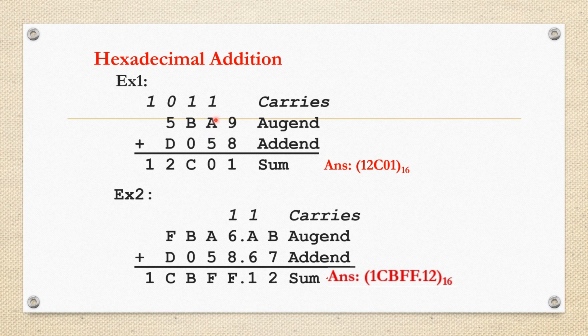Now A is 10, 10 plus 1 is 11, 11 plus 5 is 16. And 16 in hexadecimal is 1, 0. Then B plus 1 is C. And 5 plus D, D is 13, 13 plus 5 is 18. 18 is equivalent to 1, 2 in hexadecimal. So 2 goes there, 1 goes there, and this one comes down here. So this is the sum 12C01 with subscript 16. So it is a hexadecimal number.